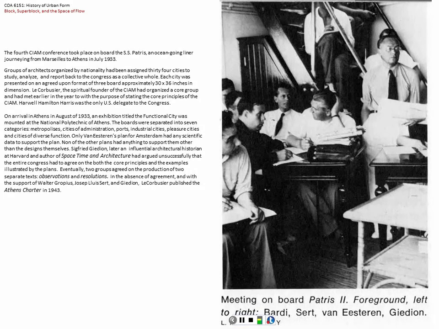Giedion, later an influential architectural historian at Harvard and author of Space, Time, and Architecture, had argued unsuccessfully that the entire Congress had to agree on both the core principles and the examples illustrated by the plans. Nonetheless, this was bound together with a series of core principles, and was published as the Athens Charter in 1943, in the middle of World War II. So its primary impact really was in the immediate post-war period, both in the period of rebuilding European cities that had been devastated by the war, and also in American cities that were beginning to undergo transformations due to so-called plans of urban renewal and freeway construction and other kinds of things.